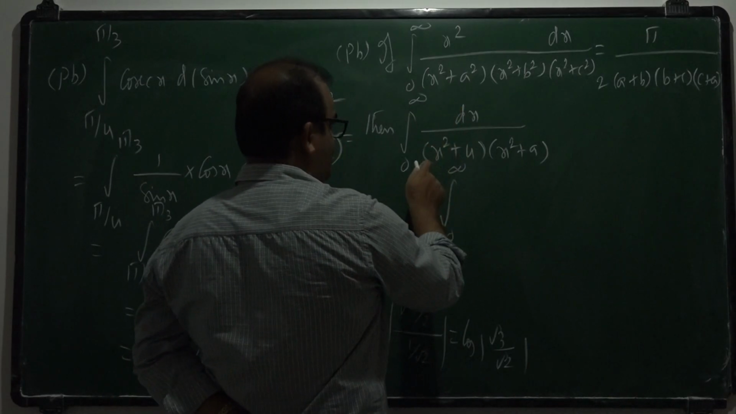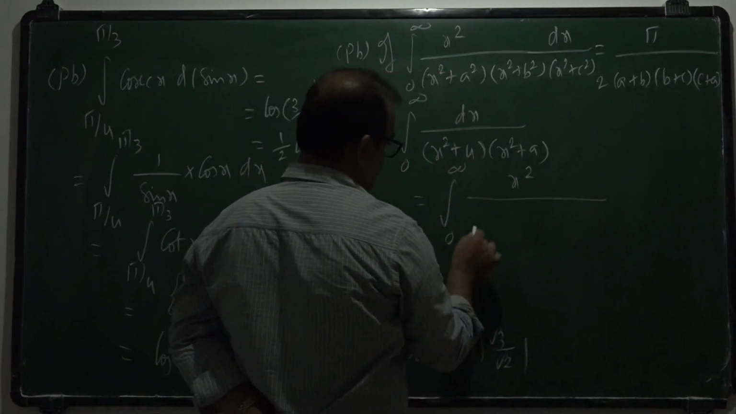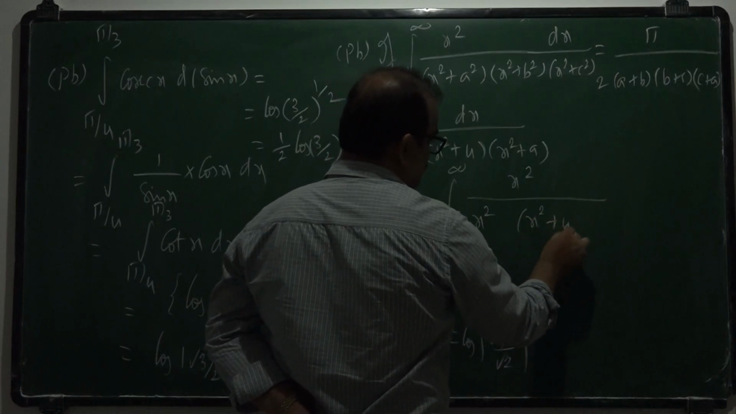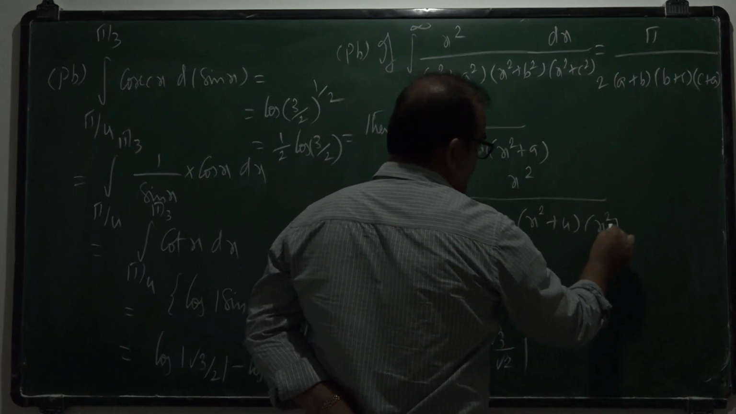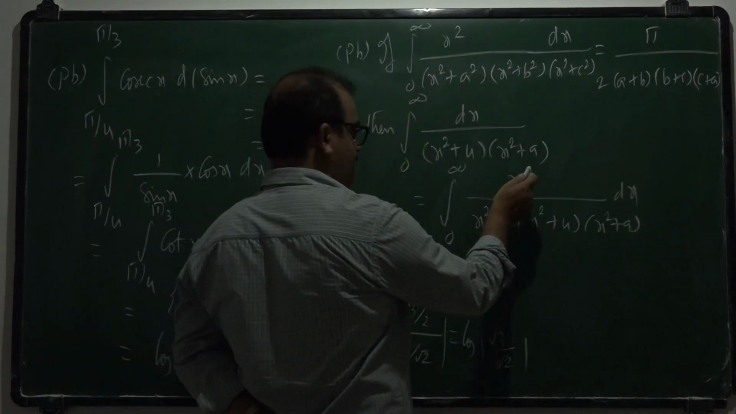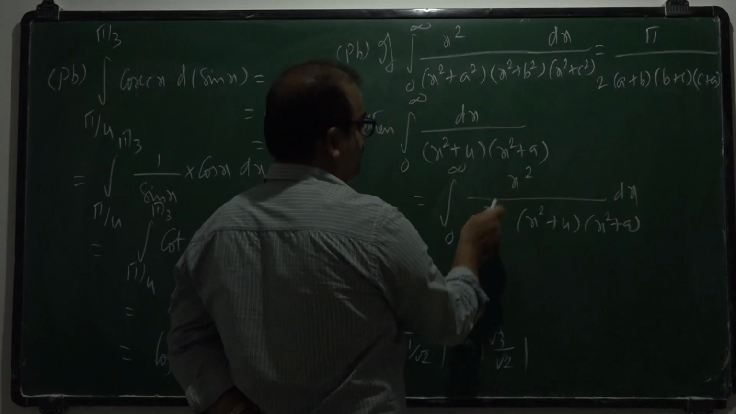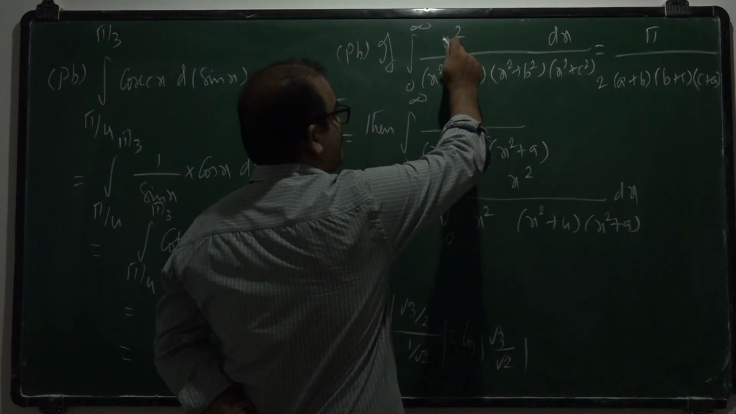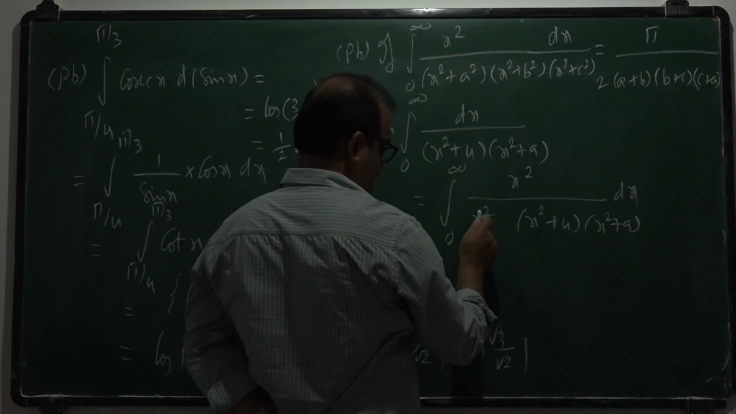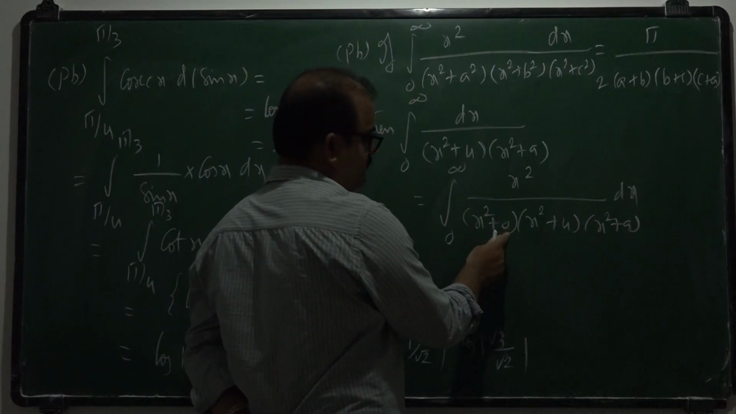Here we write this integration by multiplying numerator and denominator with x square. Write it as x square by x square into (x square plus 4) into (x square plus 9) dx. Why do we multiply with x square? In this formula the numerator is x square, and in the denominator x square is taken as x square plus 0.